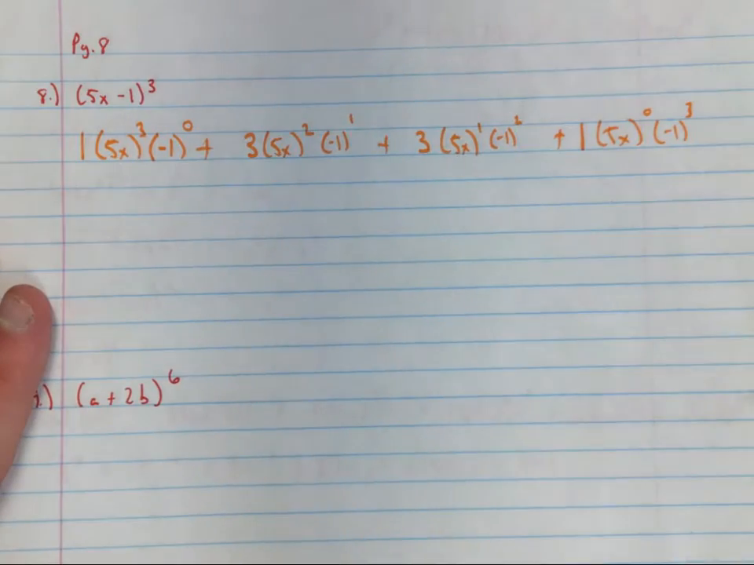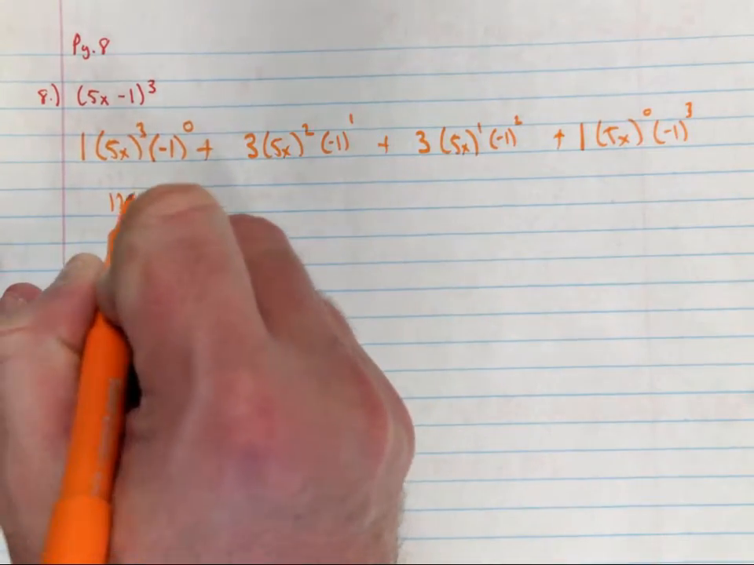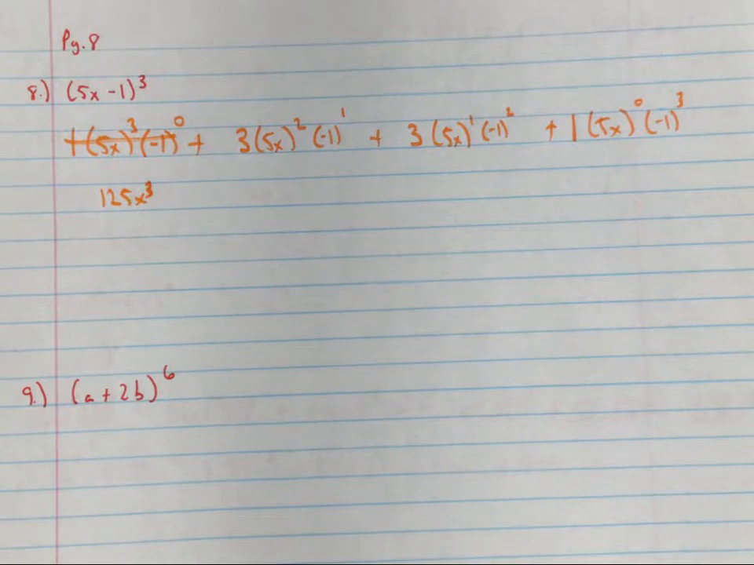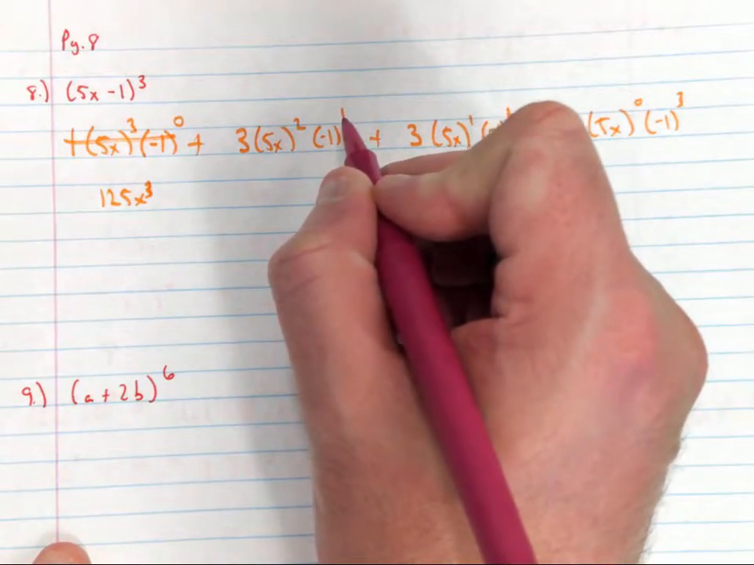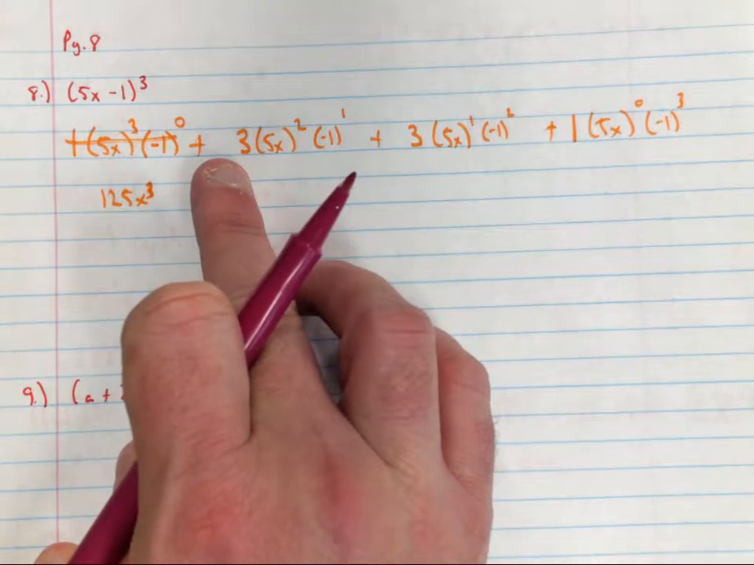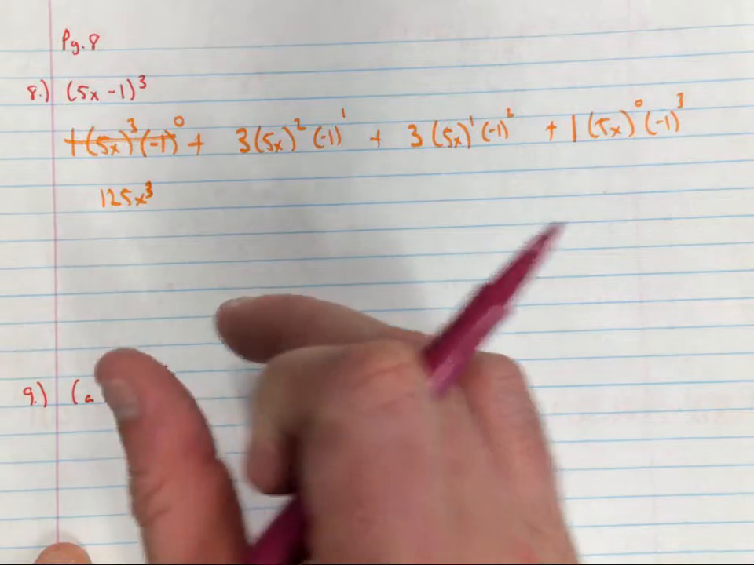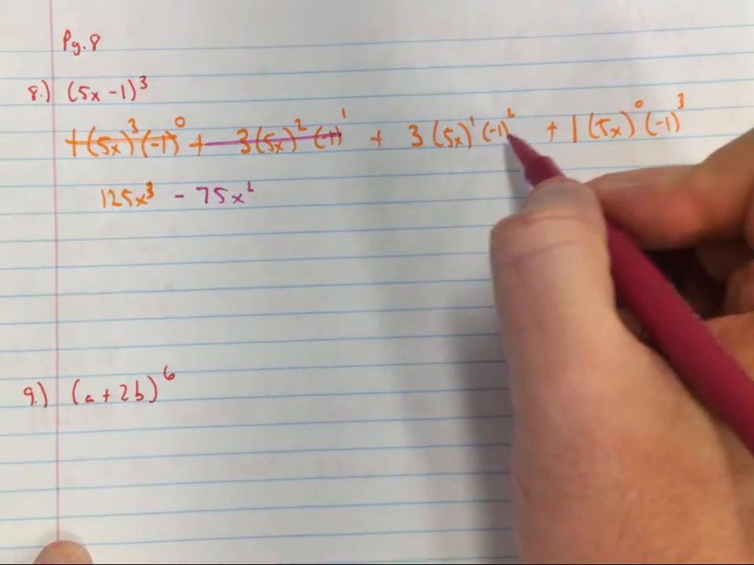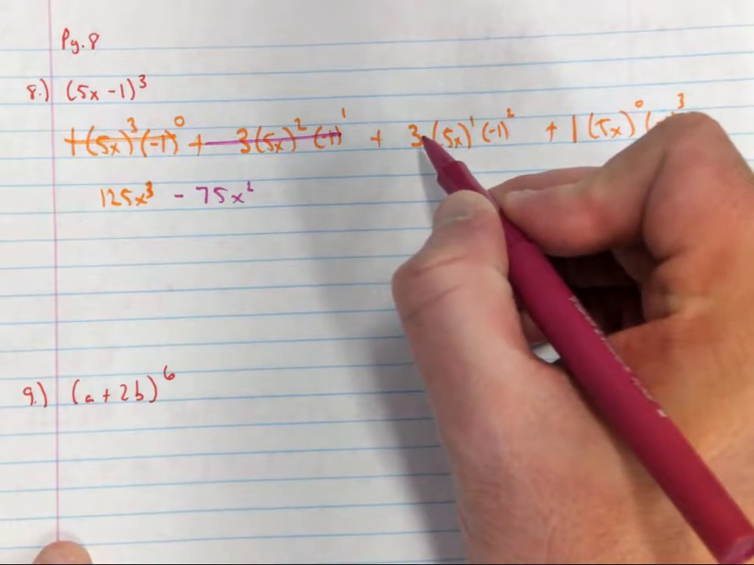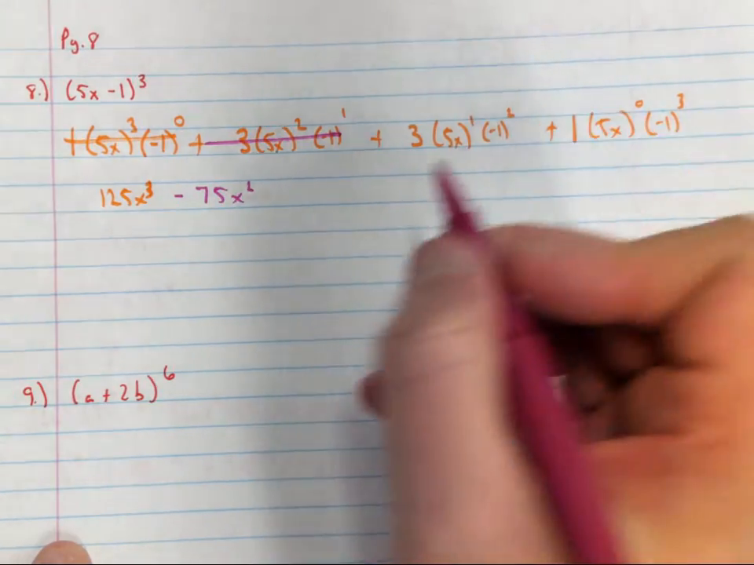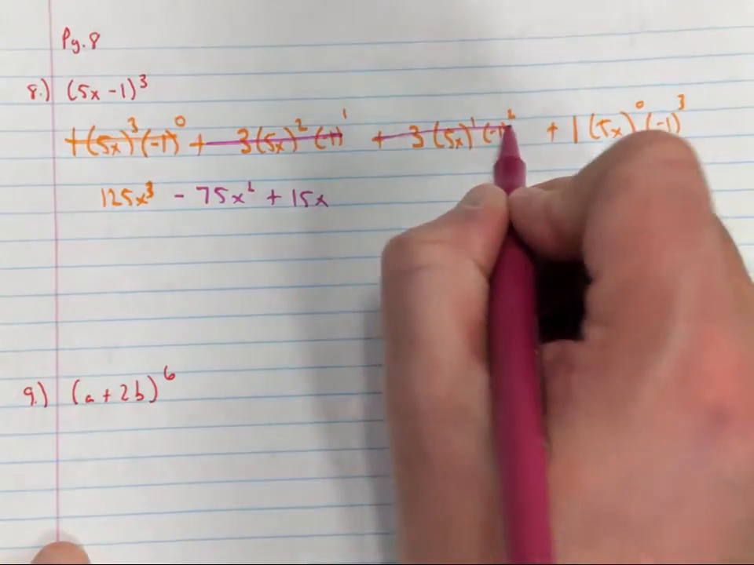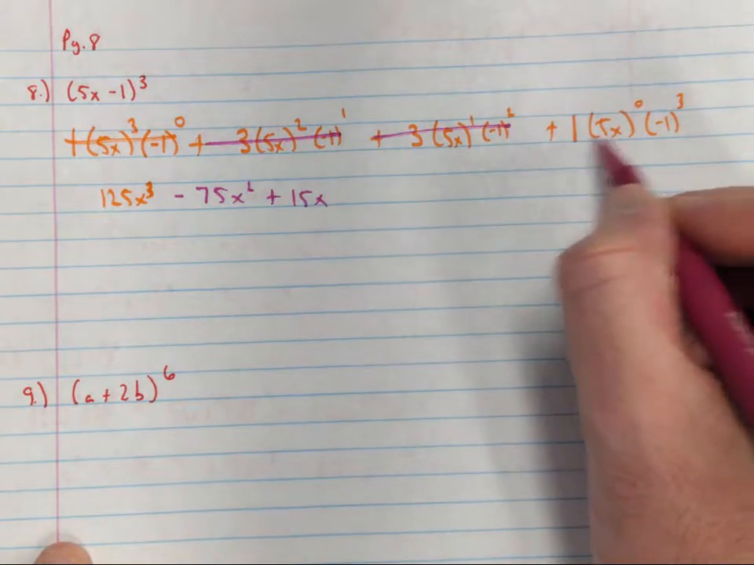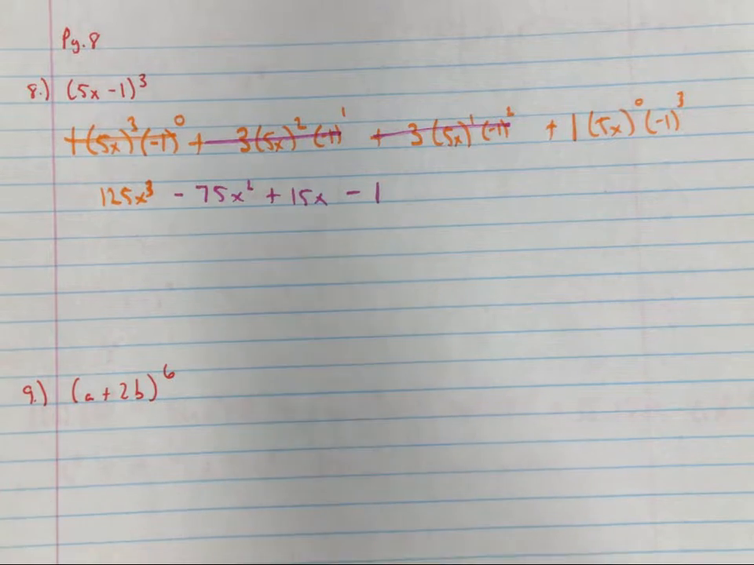Do I have to worry about anything raised to 0? No. 5 cubed is 125x cubed. Done with that. Negative 1 to the first is what? Negative 1. Negative 1 times 3 is negative 3. 5 squared is 25, so negative 3 times 25 would be what? Negative 75x squared. Negative 1 squared is 1. 1 times 3 is 3. 5 to the first is 5. So 3 times 5 is 15x. Negative 1 cubed is negative 1. Negative 1 times 1 is negative 1. So you just put negative 1. That would be my answer.